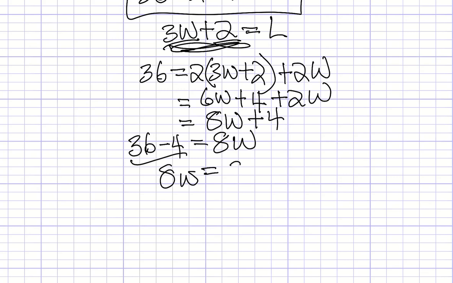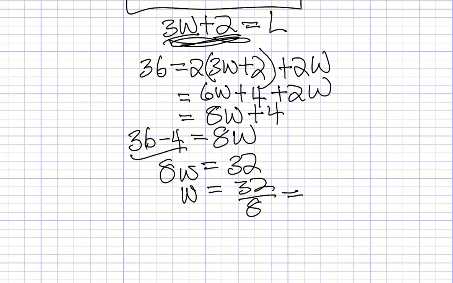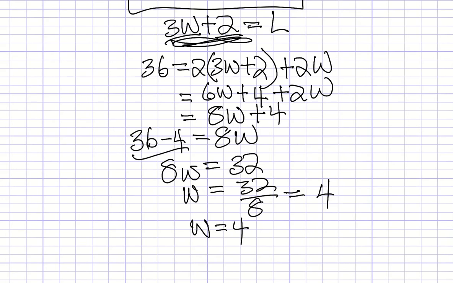That is 32. W is equal to 32 over 8. I hope you see that, right? That's 32 over 8, and that will give you 4. 8 goes into 32, that should give you 4. So W is 4, the width is 4.